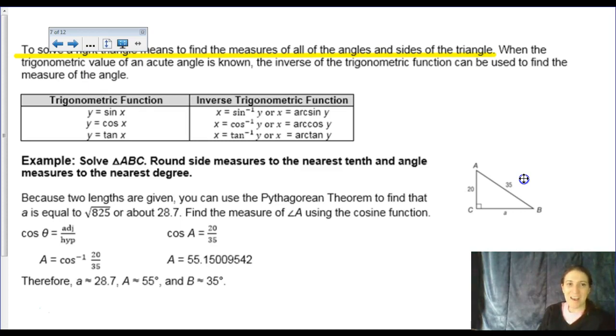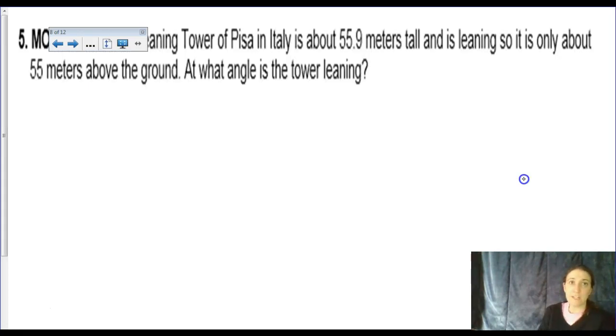Alright. So here, they set up their trig ratio for cosine, and they were trying to find the missing angle, so they had to undo the cosine function by using arc cosine. And they applied it to both sides of the equation technically, and that's how they came up with the answer of 55.15 degrees. Make sure your calculator is in degree mode if you're wanting a degree answer.